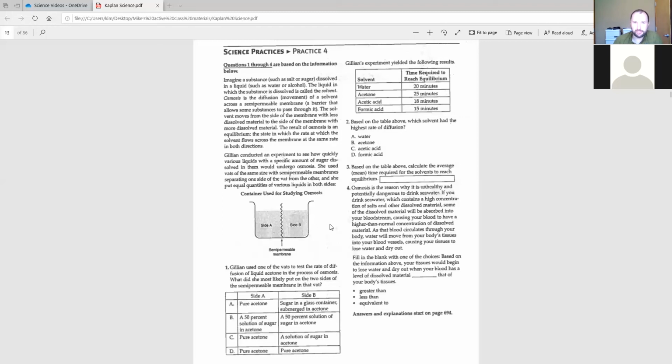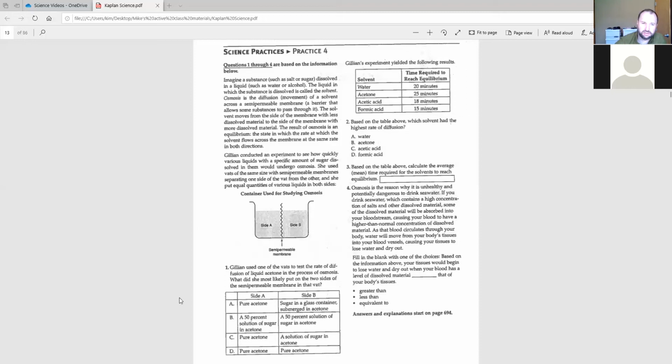Now, it also talks about osmosis. Osmosis is just saying that naturally things will diffuse or move from areas of high concentration to areas of low concentration. The way they word it here is misleading or confusing, because it says the solvent moves from the side of the membrane with less dissolved material to the side with more dissolved material. That means if there is less dissolved sugar on one side and more on the other, it's going to move back and forth until both sides have the same amount of dissolved sugar. So let's go through these questions, because as confusing as that paragraph was, we don't have to perfectly understand everything in the passage to be able to answer these questions.